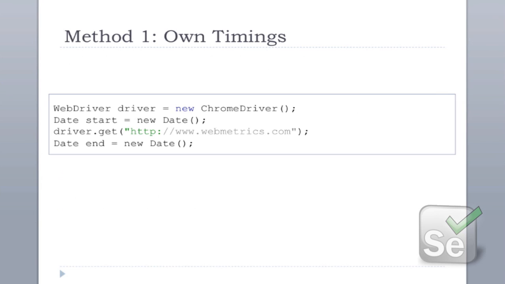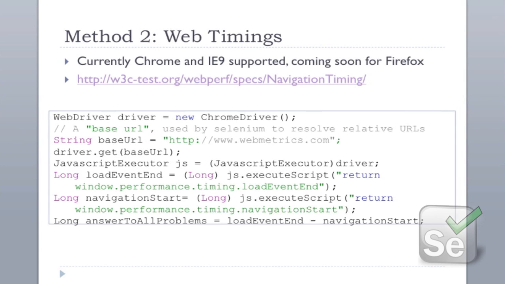So I'm going to jump right in, and obviously method 1 is very simple. I'm not going to patronize you much longer, but start, end, subtract the 2, you're done. Method 2 is the web timings. It's very simple. Put this inside your Java file, your main, and you're done.